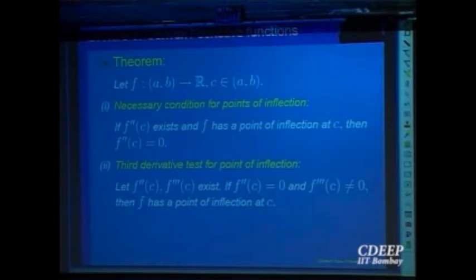F double prime is the limit of f prime of C plus h minus f prime of C divided by h. When h is positive and when h is negative, that gives you two conditions. By analyzing on the left as well as on the right, that will give you that f double prime should be positive as well as negative. That implies f double prime should be equal to 0. The proofs are very much similar to increasing, decreasing, local maxima things.